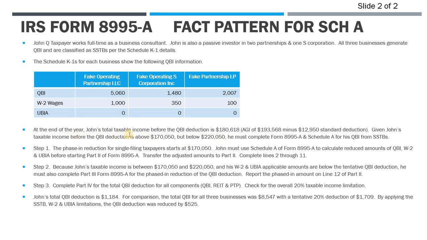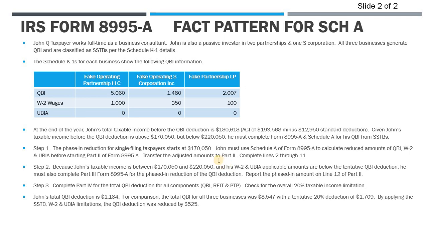All right, so at the end of the year, John is doing his return, and he finds that his total taxable income before the QBI deduction is $180,618. Now, given that John's taxable income before that QBI deduction is above the $170K but below $220K, he can complete 8995A and Schedule A to compute that SSTB limit. Remember, if his income was above the $220,000, the SSTB QBI income would be completely phased out, and he wouldn't get any deduction at all. But he's in this range, so he is going to get a deduction. It's just going to be limited.